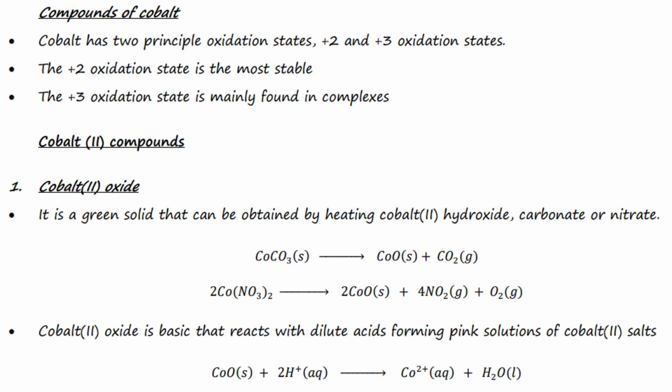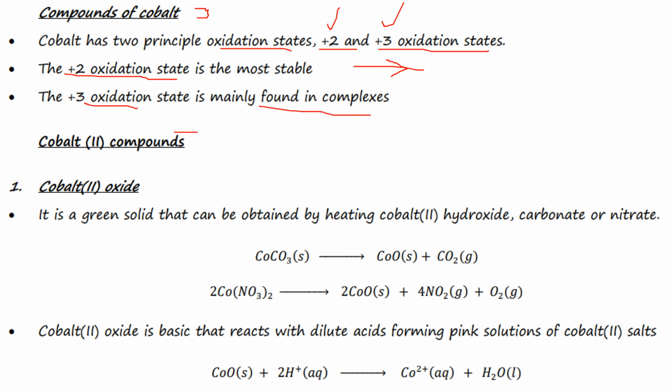Proceeding, you're going to be looking at the compounds that can be formed by cobalt. Cobalt has two principal oxidation states: the +2 together with the +3 oxidation state. The +2 oxidation state is the most stable, and you can find out the reason why by writing the configurations for both the +2 and the +3, and comparing them with the explanations we gave in the previous videos. The +3 oxidation state is mainly found in complexes.